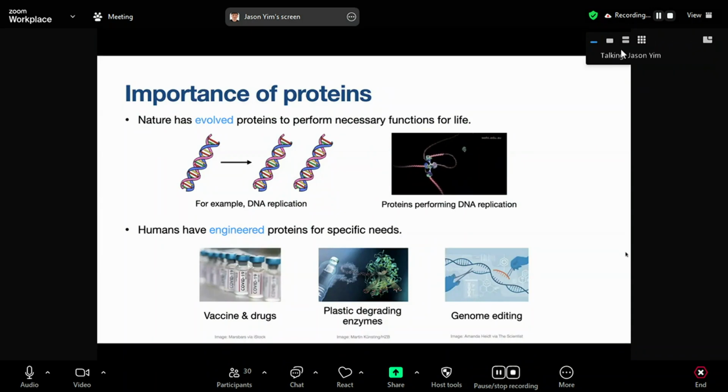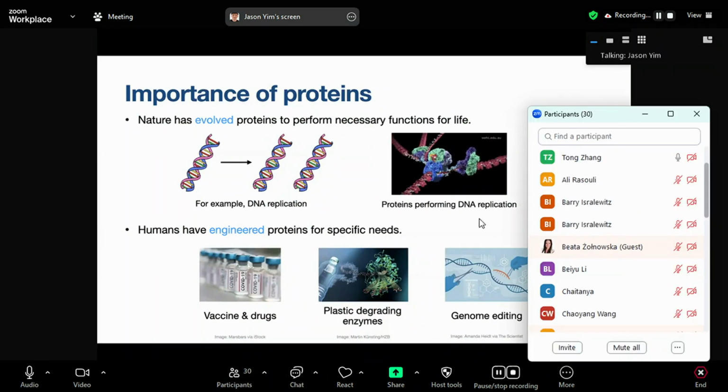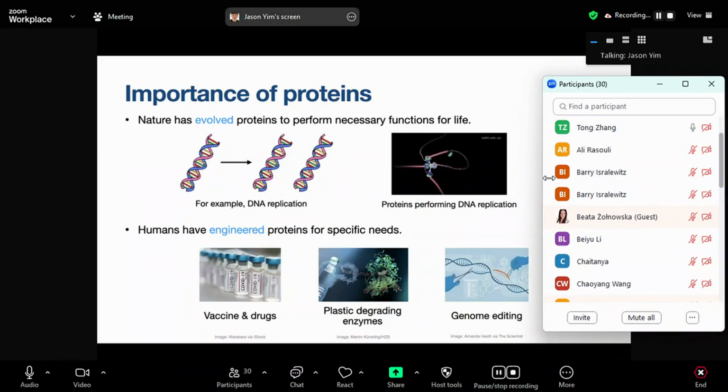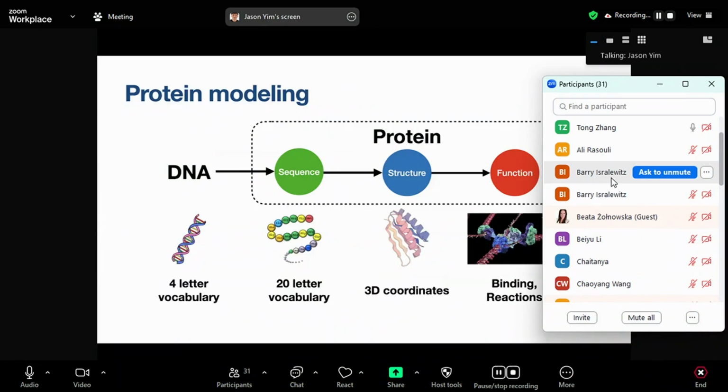Okay. And then another very cool application I think is genome editing, where we can engineer proteins that can do base pair editing and maybe make CRISPR more accessible or more efficient when we're trying to solve genetic diseases. And when I think of protein modeling, I think about it in these stages.